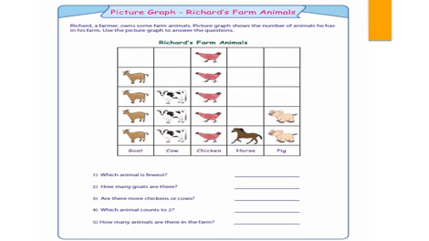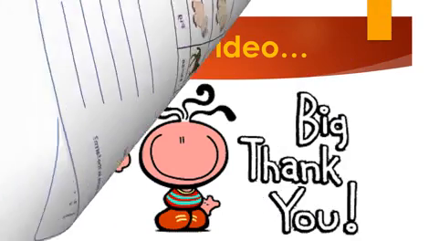So I'll read the questions. Which animal is fewest? How many goats are there? Are there more chickens or cows? Which animal counts to 2? How many animals are there on the farm? Okay, so this time, put your answers in your notebook or on your paper. I'll give you 5 Class Dojo points once you send me the correct answers, okay? So enjoy answering this activity, kids.